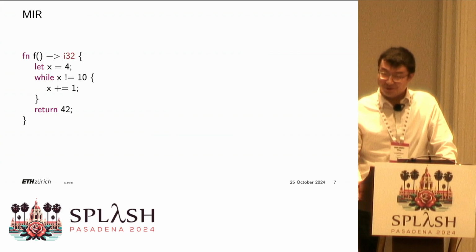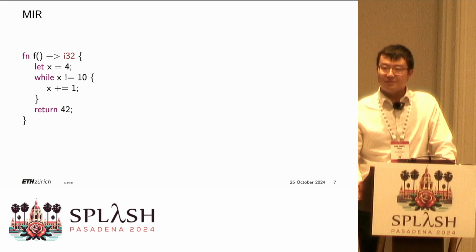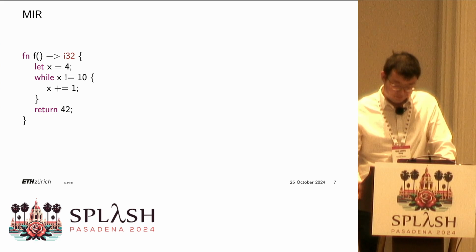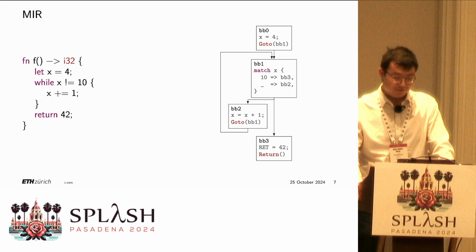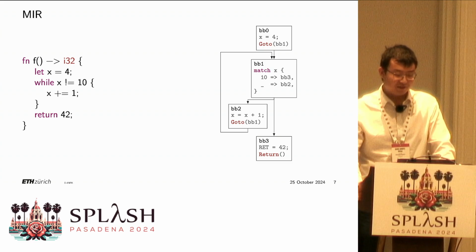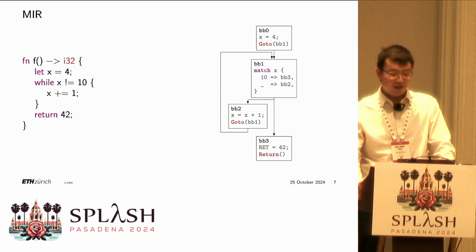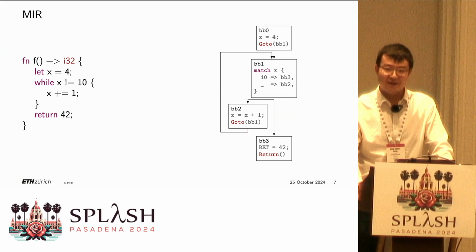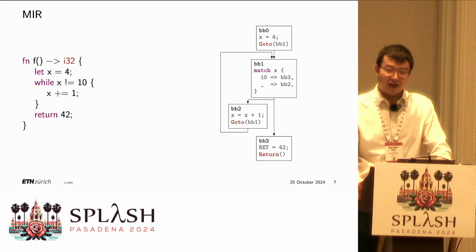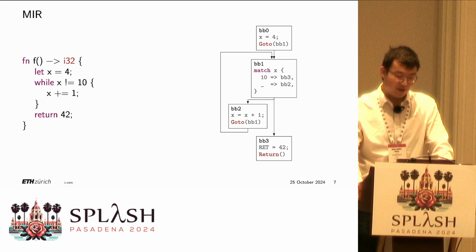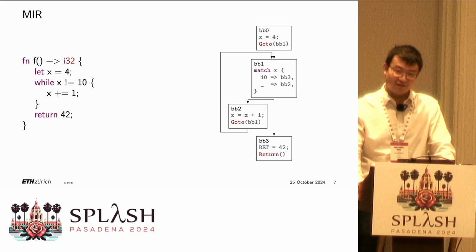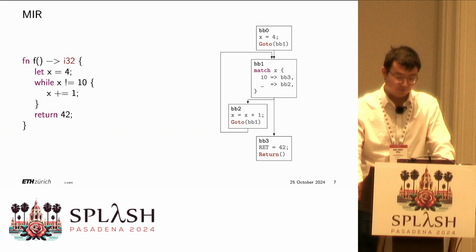Here is a very simple Rust function. It assigns a value to x, increments it in a loop, terminates the loop once x is 10, and returns a number. This is how this function looks in MIR. It is a control flow graph made up of basic blocks. Each basic block can contain 0 or more statements and exactly one terminator, which transfers the control flow from one basic block to another. A terminator can have multiple targets conditioned on the value of a variable, like we see in the match terminator in BB1. This is equivalent to the switch statement in C.